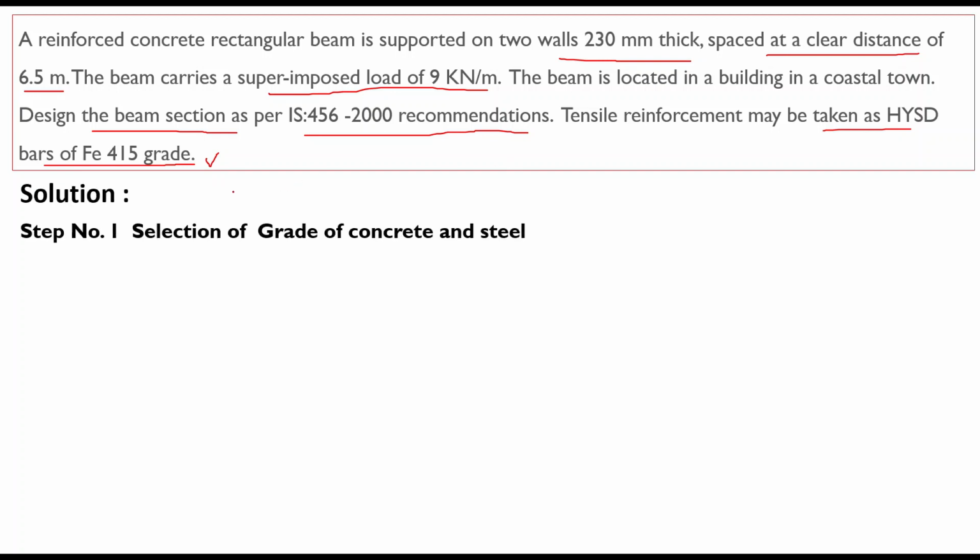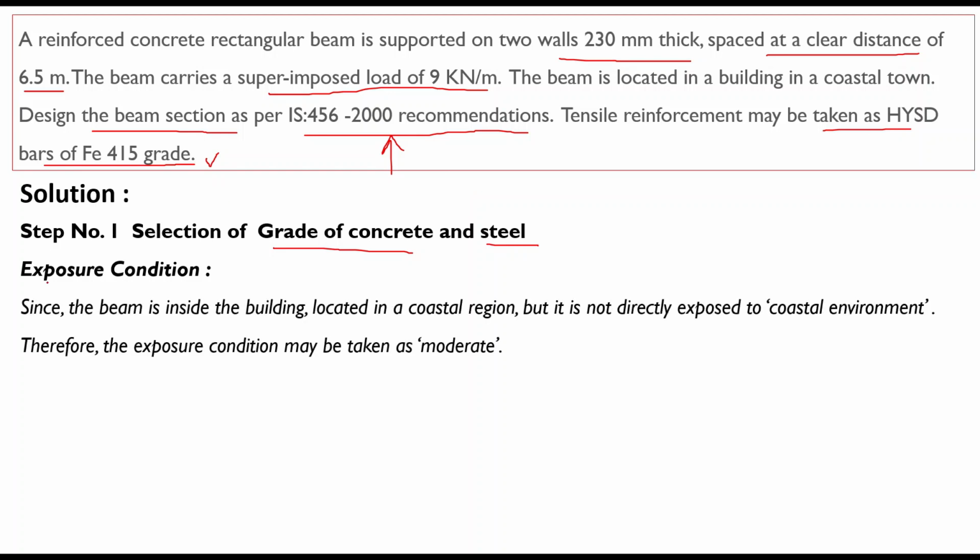So the very first step is the selection of grade of concrete and steel. No doubt the grade of steel is mentioned. So how to select the grade of concrete, because concrete is available in various grades, or you can prepare various grades of concrete. So which grade of concrete will be suitable, or what should be the minimum grade of concrete recommended by IS 456, that will be based on the exposure conditions. So what is the exposure condition?